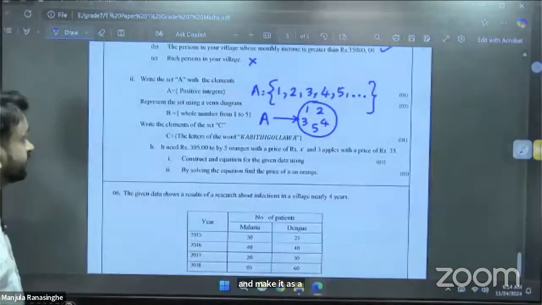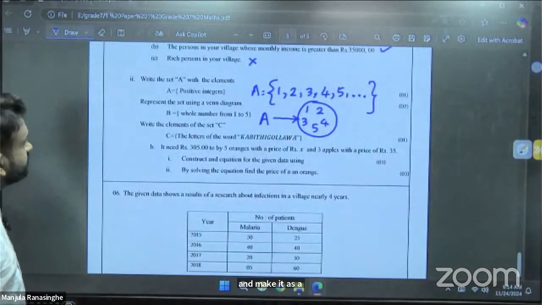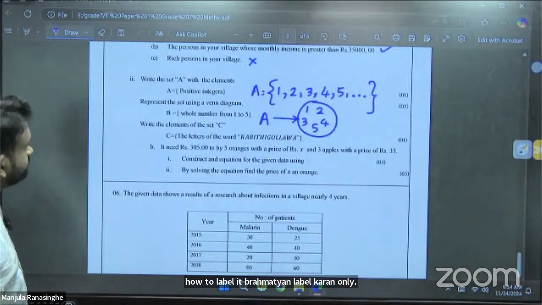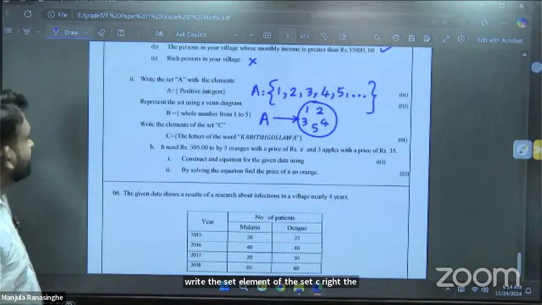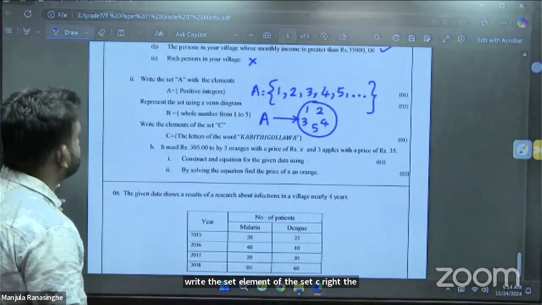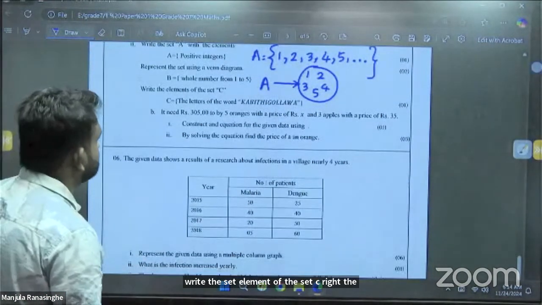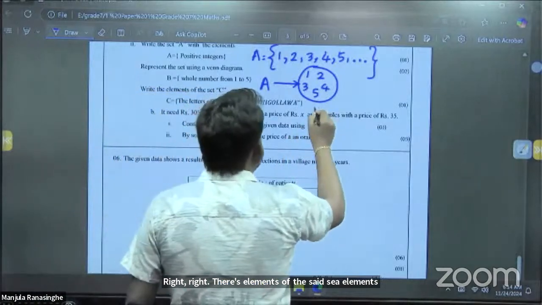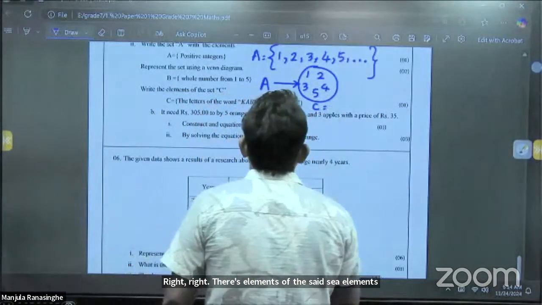Label it. Write the elements of the set C. Write the letters of the word capital level.